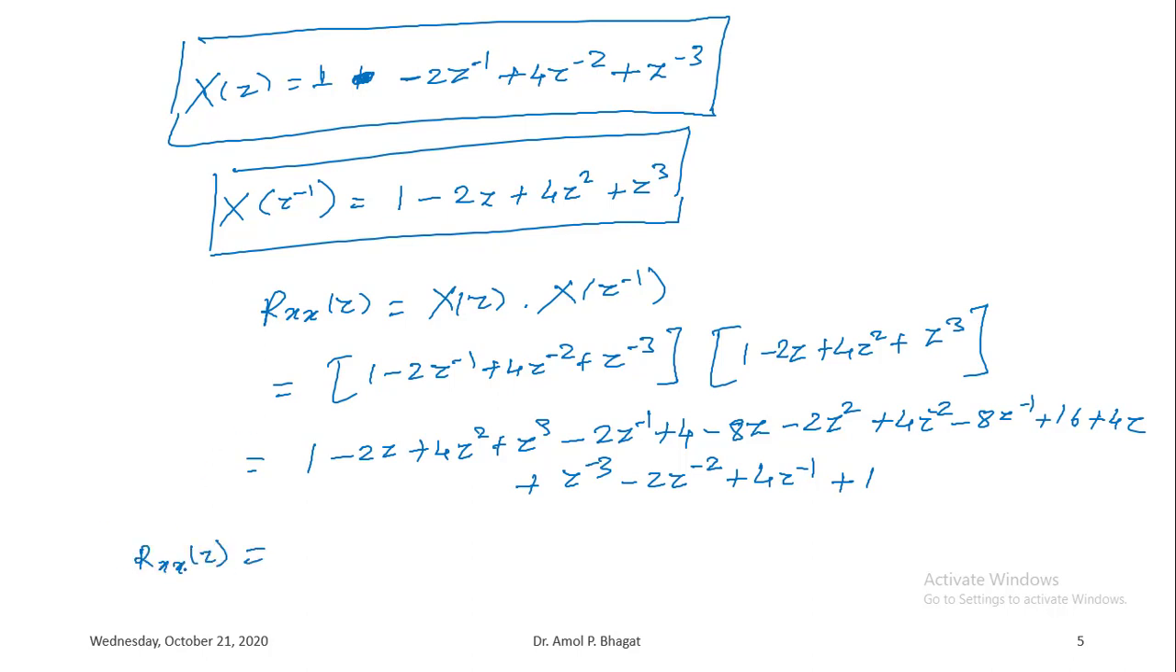So rxx of z will be, here 1 is there, then 4 is there. So 1 plus 4 will be 5, 5 plus 16 will be 21, then 1 is there, so it will be 22. So this is 1 plus 4 plus 16 plus 1.